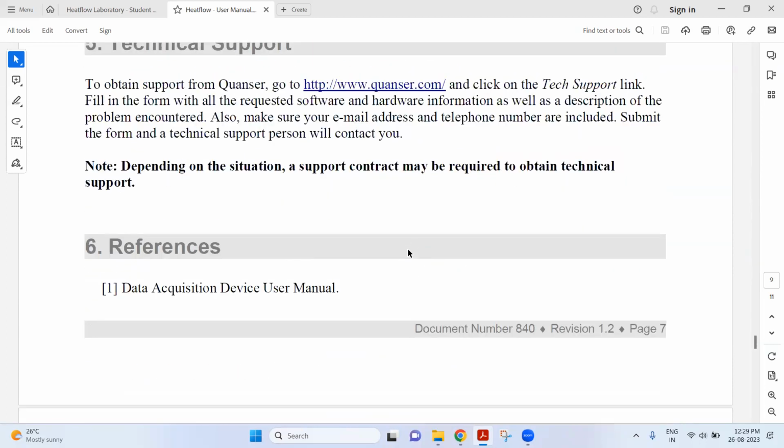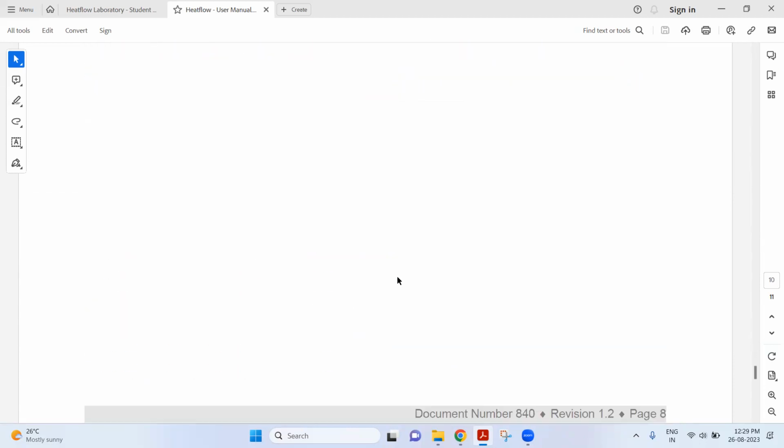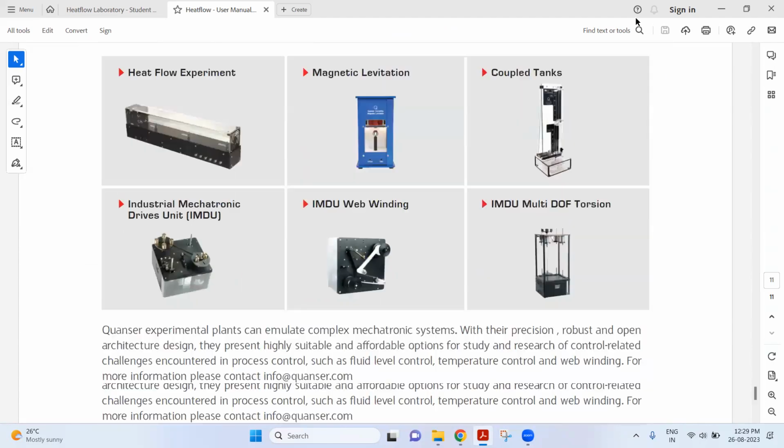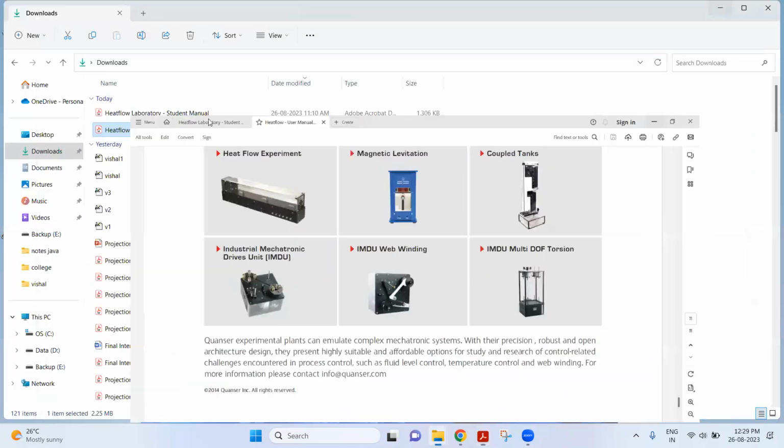So this PDF is this much only. Now we'll open the second PDF.